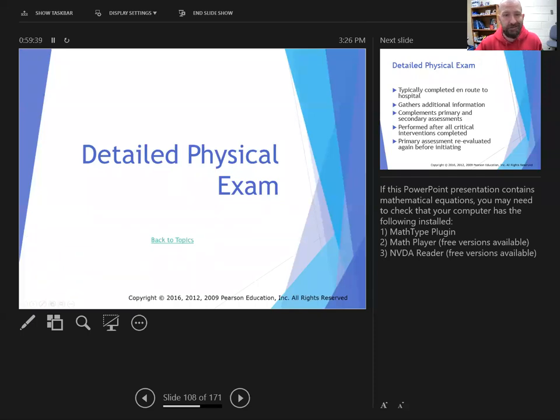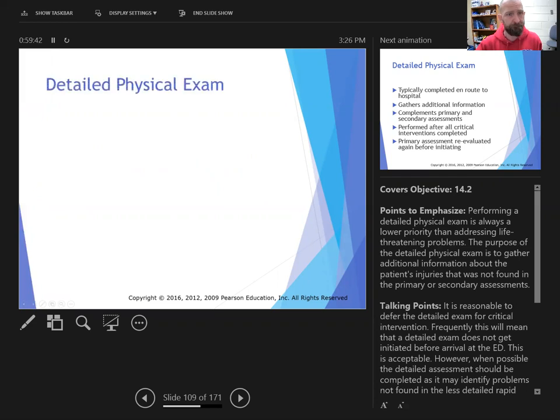All right, let's touch on the detailed physical exam here. The detailed physical exam is just that. It's detailed. It's slower. It's more in depth. We have time to really take a look at things here rather than just, oh, that's an injury. Let me catalog it here. Detailed physical exam. Like I said, we take our time with it. It's typically completed en route to the hospital because with trauma patients, we have less time. They're usually more urgent. And so you don't spend a lot of time on scene. And especially doing a detailed physical exam, we can do that on the way to the hospital, to get any other information that we might need.